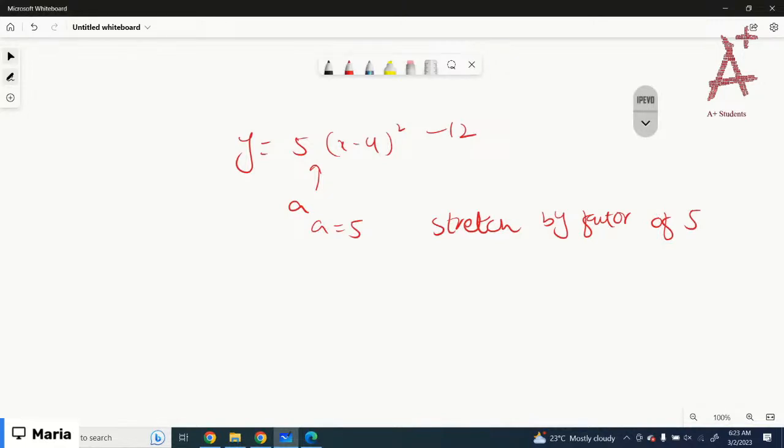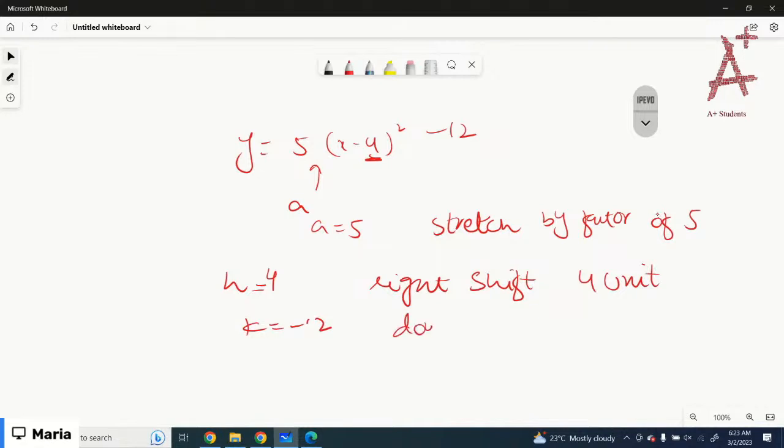Okay, then you have this is 4 units shift, right shift. Got it? 4 units, right shift. H is 4, so it is a 4 unit right shift. Then you have k equals negative 12. That means you have to move down 12 units. Got it? So these are the transformations applied on the graph. Got it? Okay.